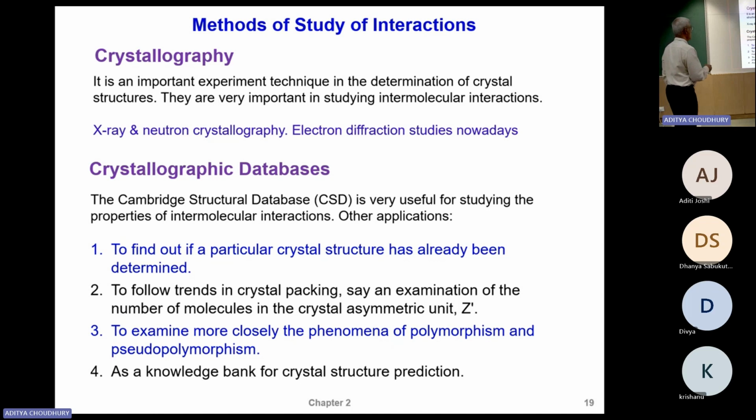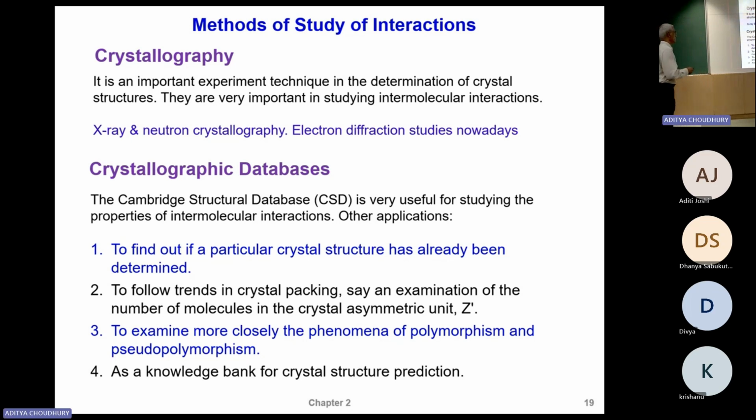One can use not only X-ray crystallography, which is very common and cheaper, accessible to most of the people. You can also use neutron crystallography, where you have neutrons. You don't have access in many places unless you have nuclear reactors that produce this kind of neutrons. Of course, electron diffraction, and you can also use electron microscopy to determine the structures nowadays.